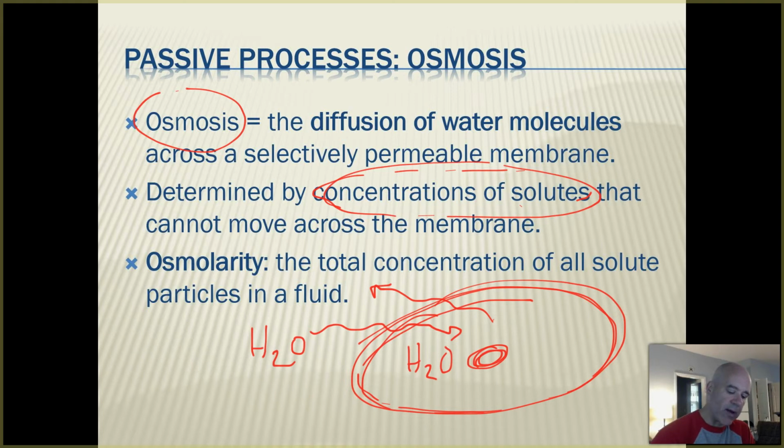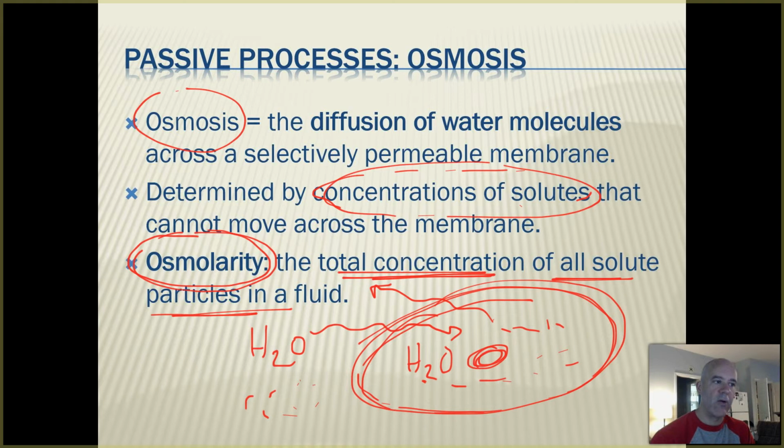There's a special term for that: osmolarity. Osmolarity is a term that refers to the total concentration of all of the solutes that you have in a fluid. So again, solutes can include glucose and amino acids and nucleotides and sodium ions and potassium ions and proteins. All of those are solutes. You've got lots of solutes out here in your extracellular fluid. You've got lots of solutes in here in your intracellular fluid. And if you look at the total concentration of all of those different things, there's a term for that. It's called osmolarity.